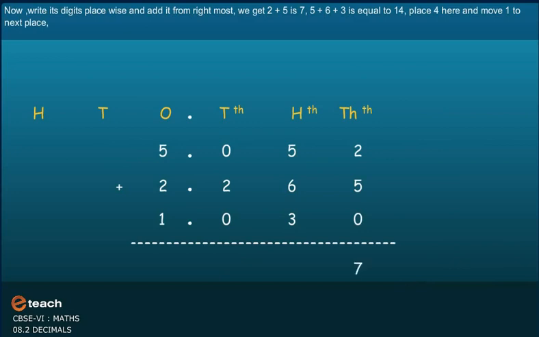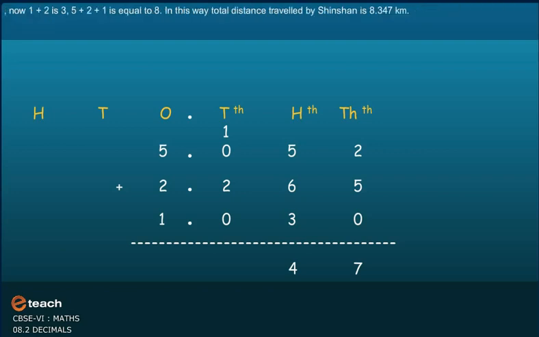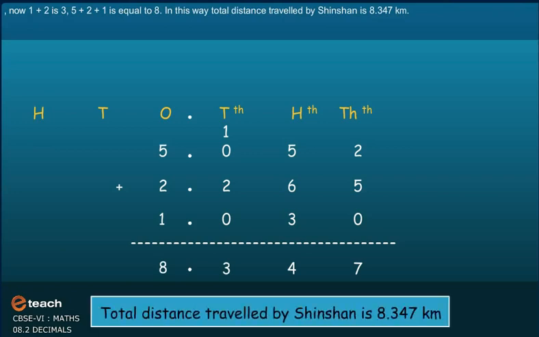We get 2 plus 5 is 7. 5 plus 6 plus 3 is equal to 14. Place 4 here and move 1 to the next place. Now, 1 plus 2 is equal to 3. 5 plus 2 plus 1 is equal to 8. In this way, total distance travelled by Shinshan is 8.347 kilometer.